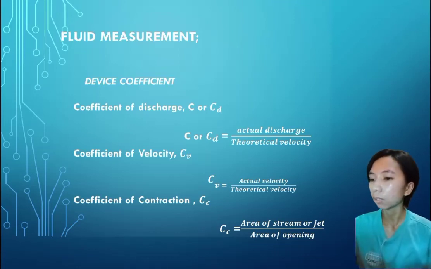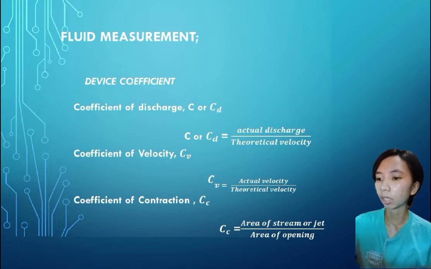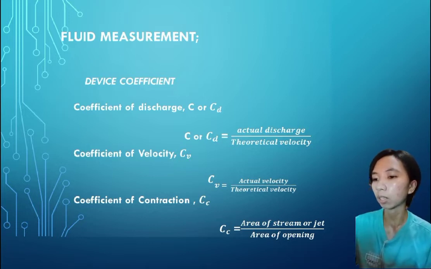Now let's proceed to the fluid measurement. So we have three device coefficients: the coefficient of discharge, the coefficient of velocity, and the coefficient of contraction. First is the coefficient of discharge. Its formula is C sub D equals actual discharge over theoretical discharge.